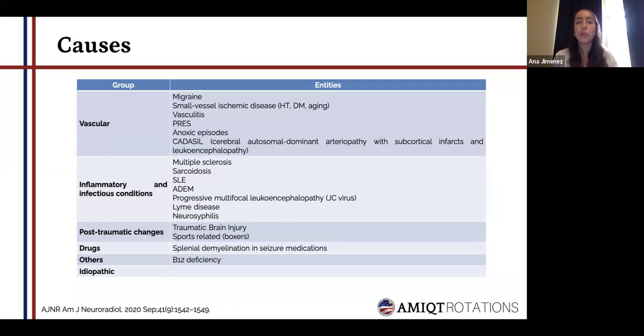Sports such as boxing, rugby, or any type of contact sports, or even just the history of a traumatic brain injury in a motor vehicle accident or any type of accident can produce T2 white matter changes. Anti-seizure medications are related to transient white matter T2 changes, and the vitamin B12 deficiency mainly is associated with subacute combined degeneration, which produces changes on the white matter of the spinal cord, but it has been described that this condition can also produce brain white matter changes.